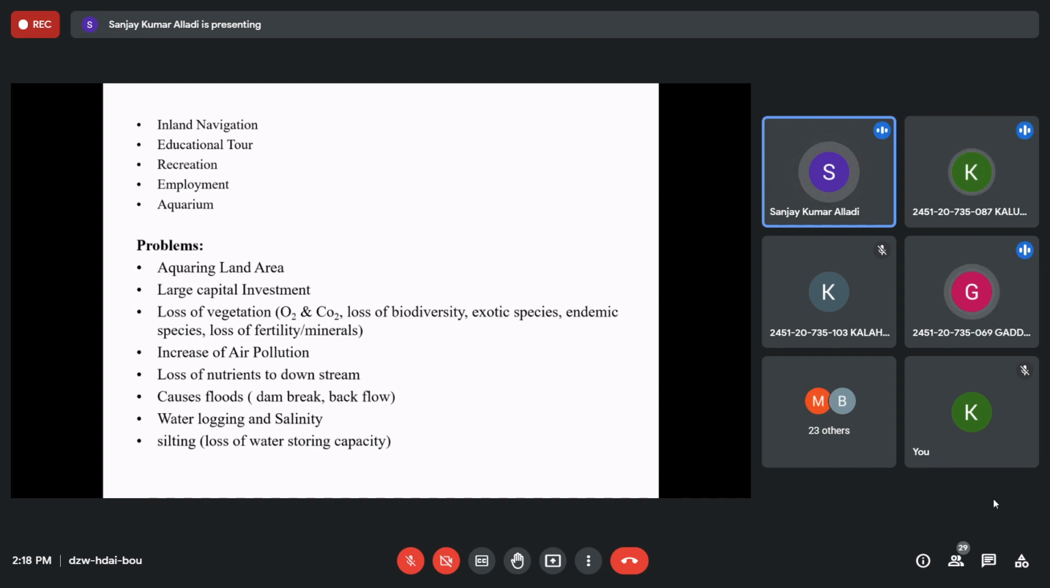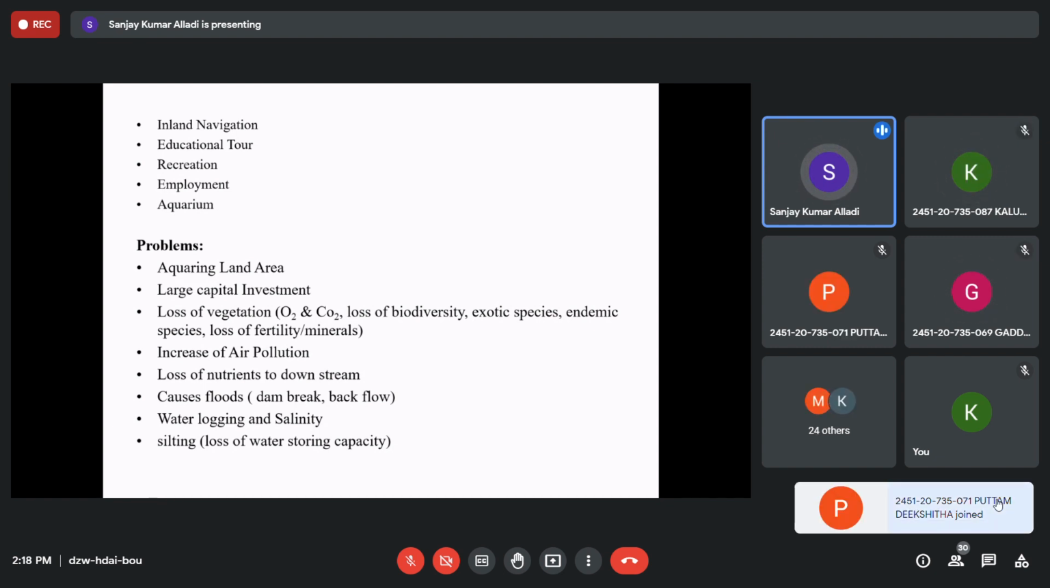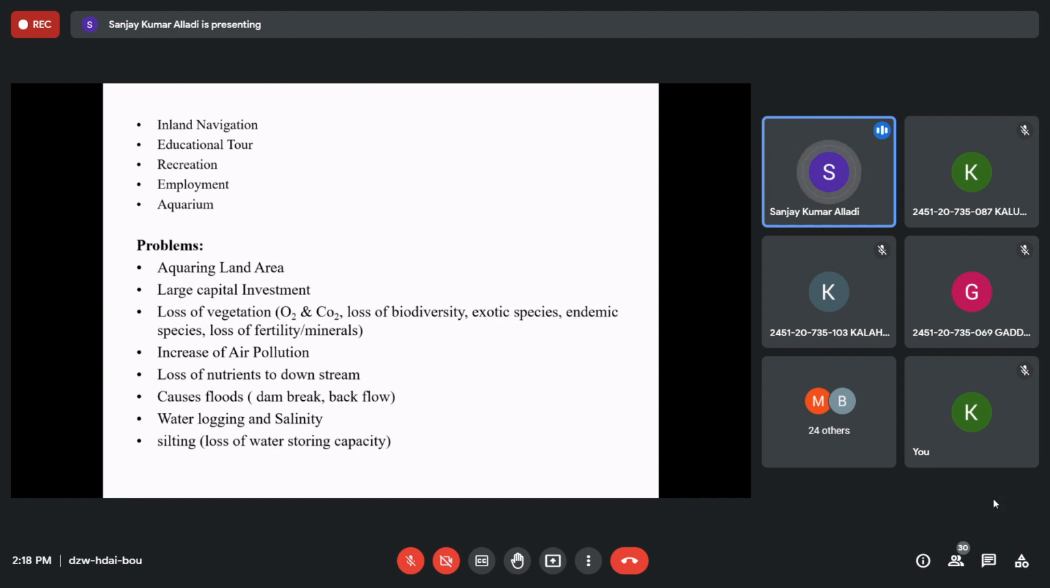Using hybridized plants. Very good, my dear. Using hybridized varieties, and then finally pesticides and fertilizers, right? Fertilizers and pesticides is nothing but modernization of agriculture techniques.